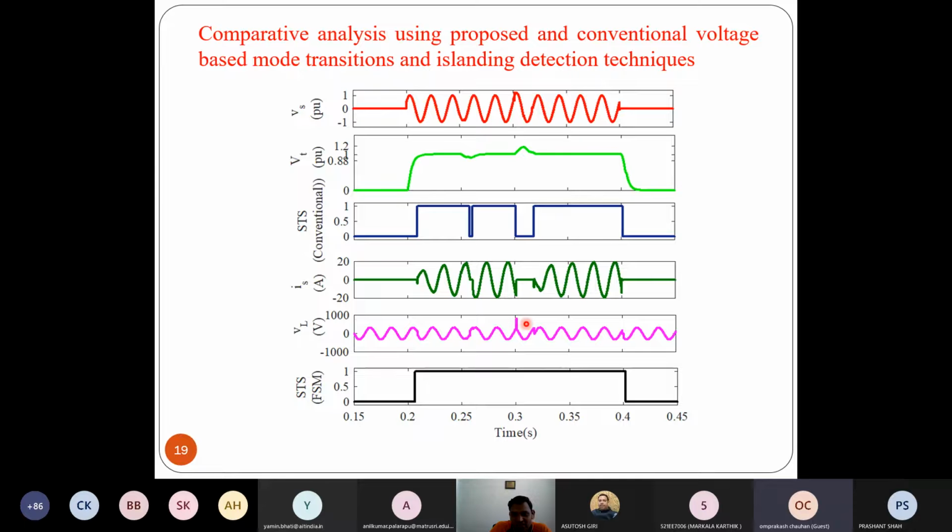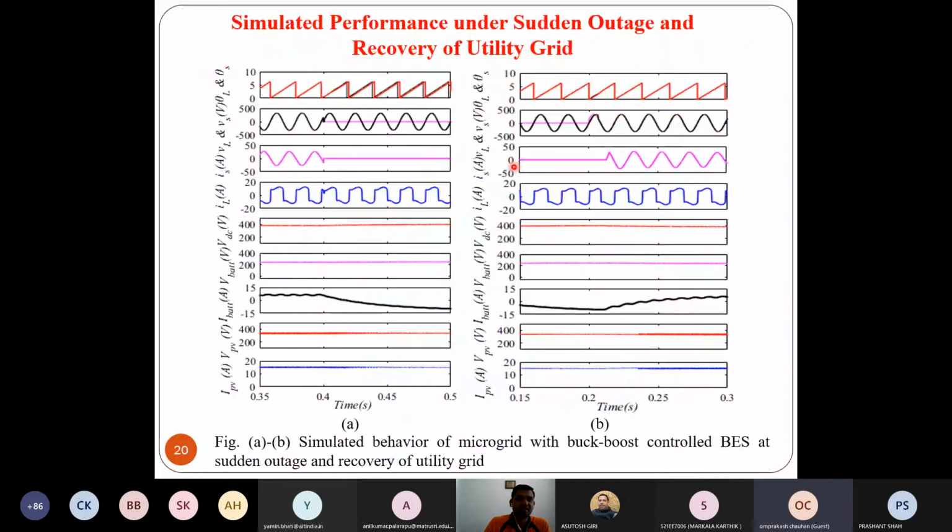There is fluctuation in the load voltage also, so sometimes you may damage your load. However, if you are running the proposed control, you can see the signal has no kind of interruption, even though the voltage is fluctuating from 1.2 to 0.88 per unit. So this is the advantage of the system which we have developed.